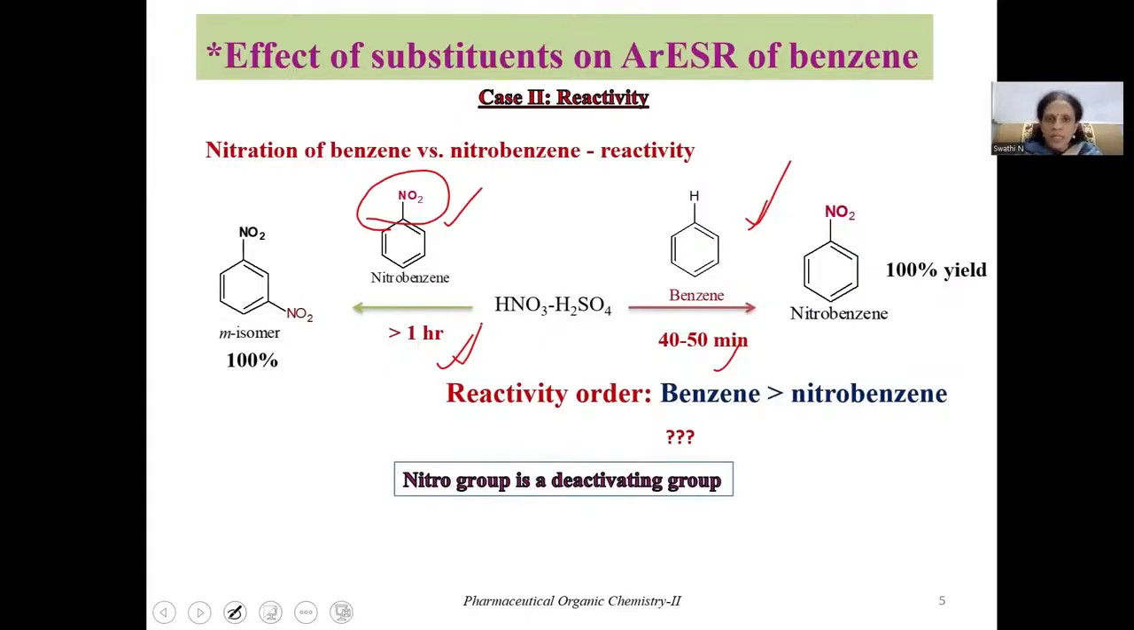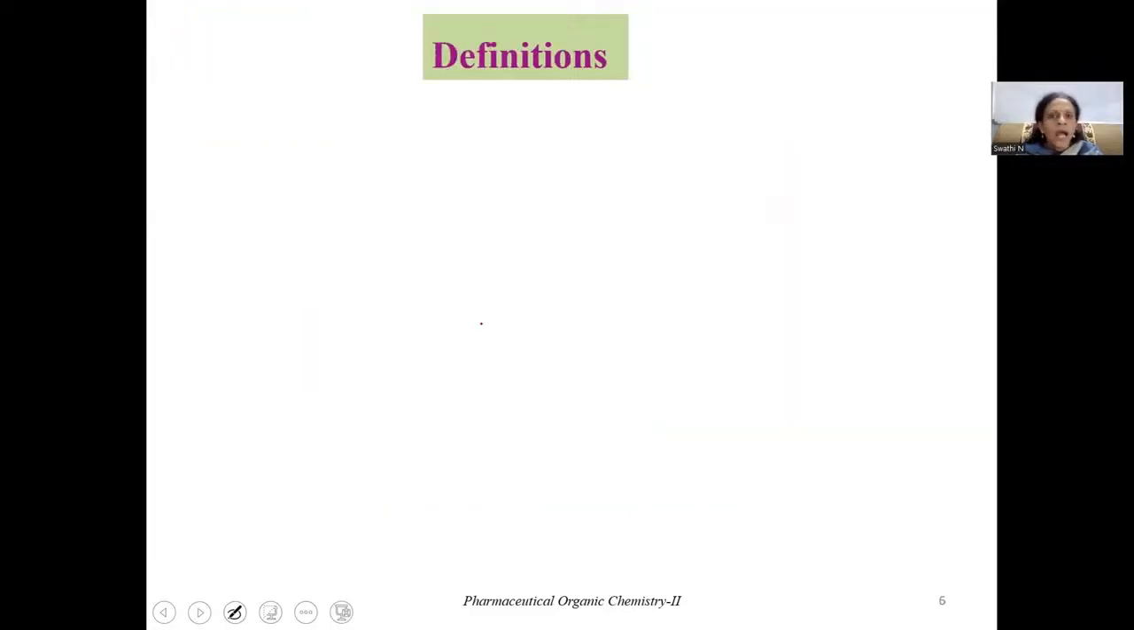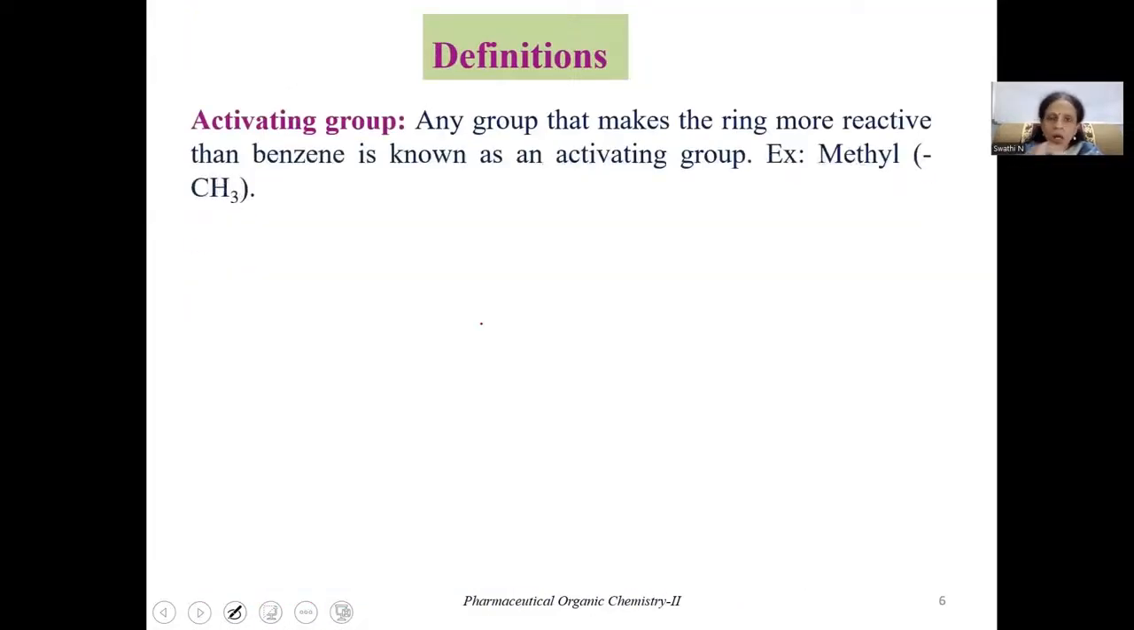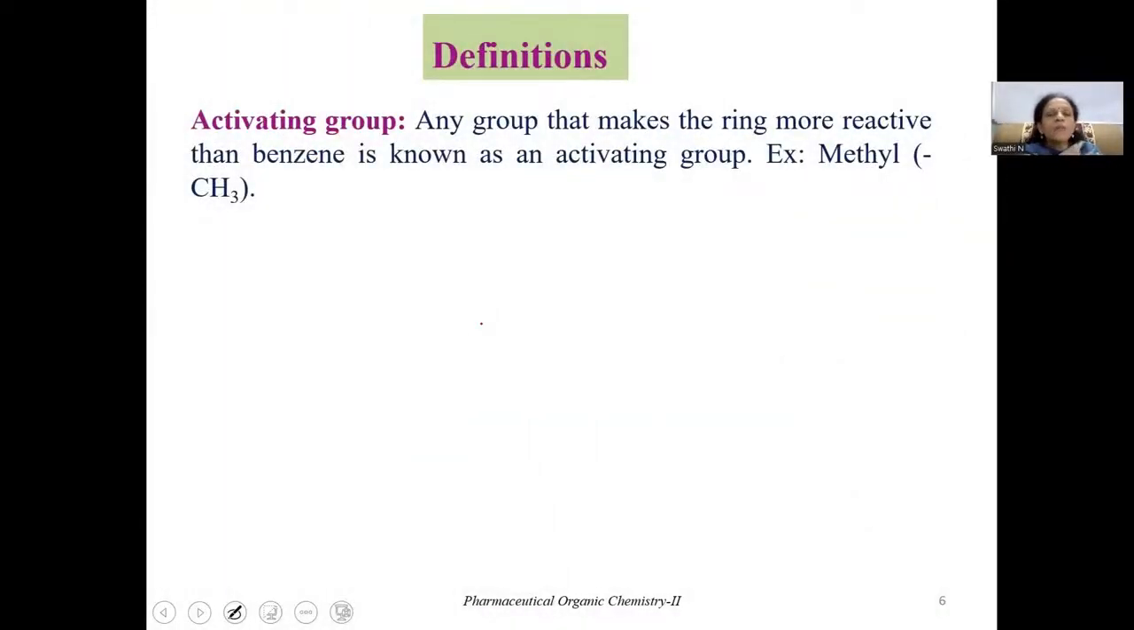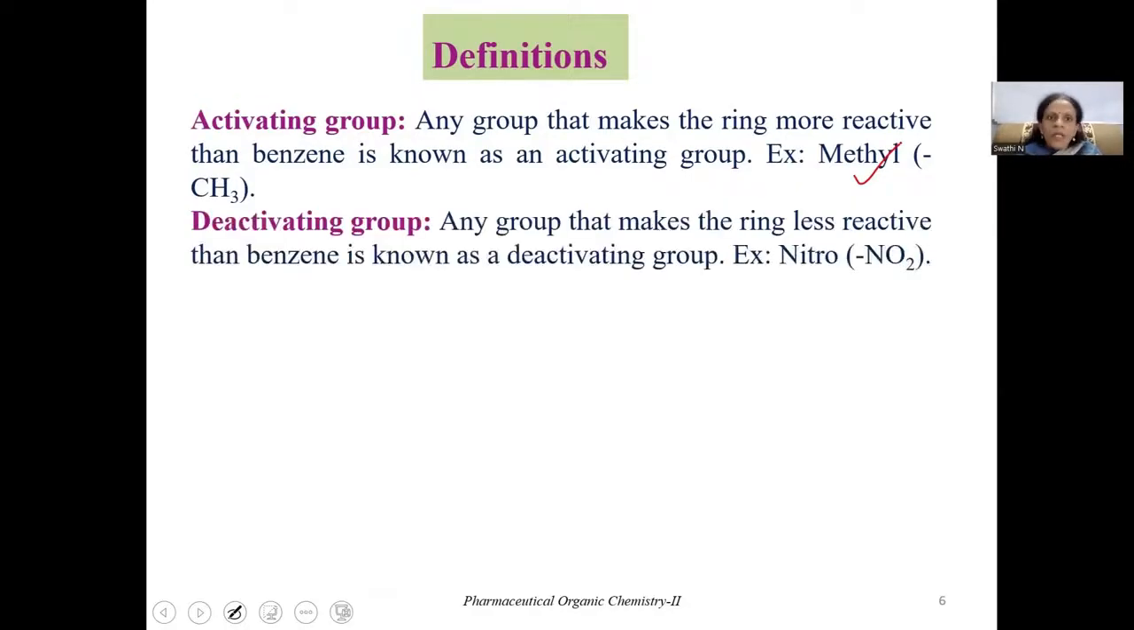Based on these two case studies, that is orientation as well as reactivity in the case of monosubstituted benzenes, the substituents are classified into activating groups and deactivating groups, ortho-para directors and meta-directors. Now let us look into these definitions. An activating group means any group that makes the ring more reactive than benzene. Methyl group is an example of an activating group. A deactivating group means any group that makes the ring less reactive than benzene. Nitro group is an example of a deactivating group.